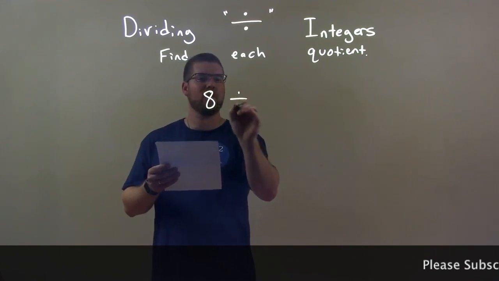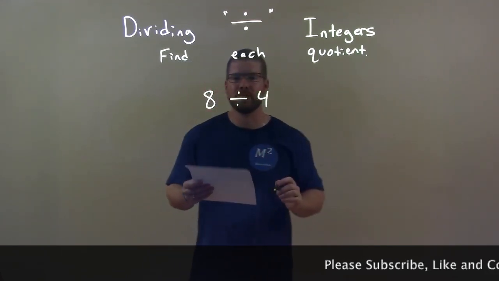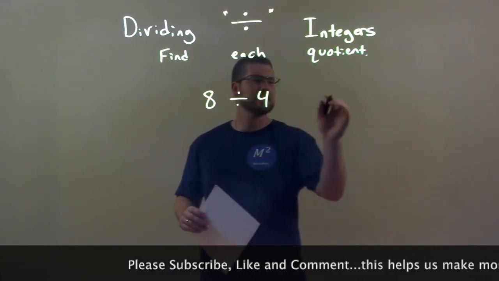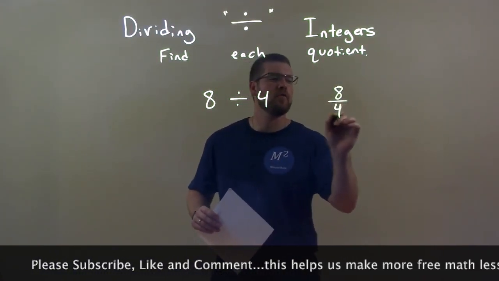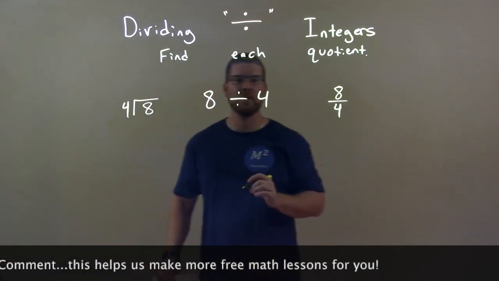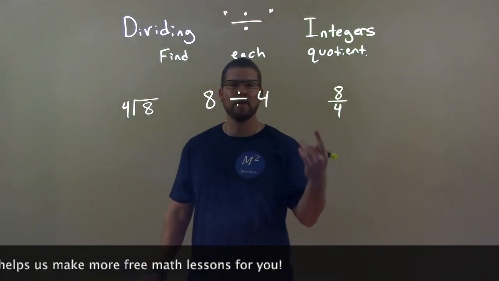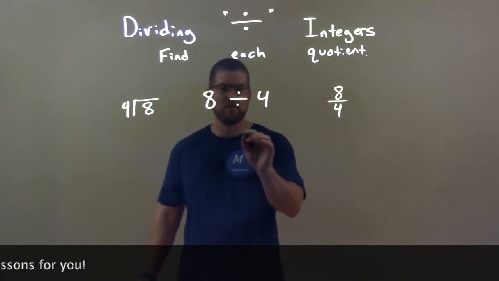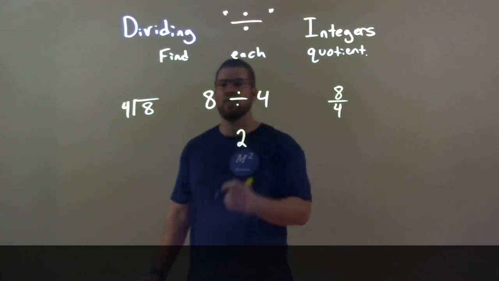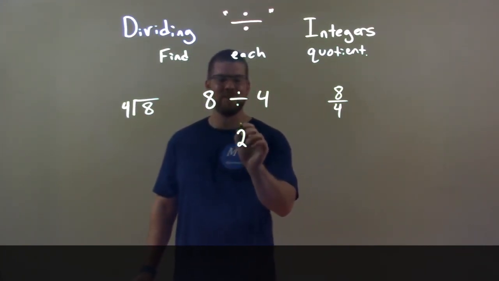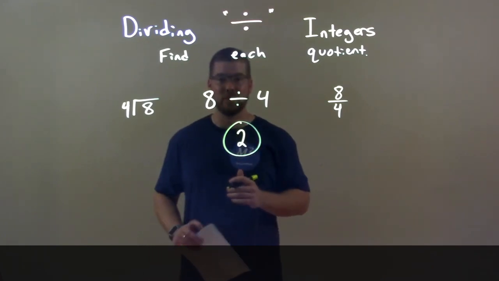8 divided by 4. So we have 8 divided by 4 here. Okay, well, we can see this sometimes as a fraction, as 8 over 4, or 4 goes into 8 in long division. Okay? Either way, how many times does 4 go into 8? Well, that's going to be 2 times, right? 2 times 4 is 8. And a positive divided by a positive is a positive. So our final answer is just +2.